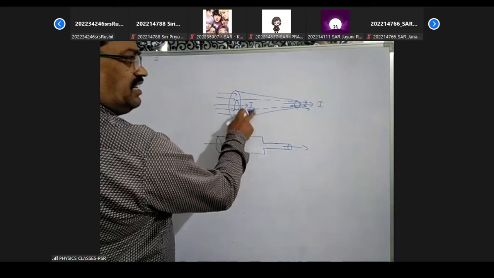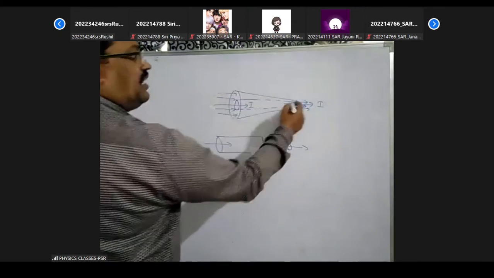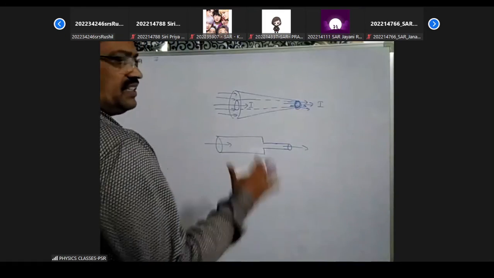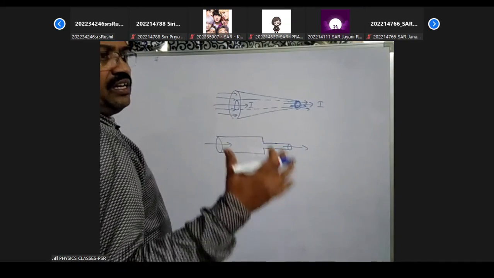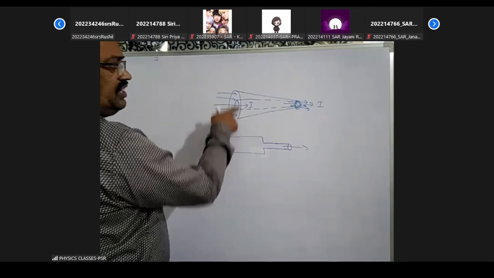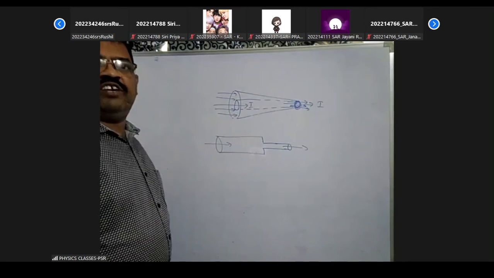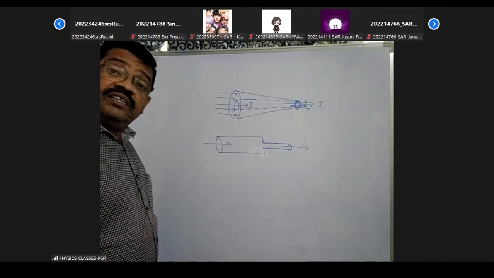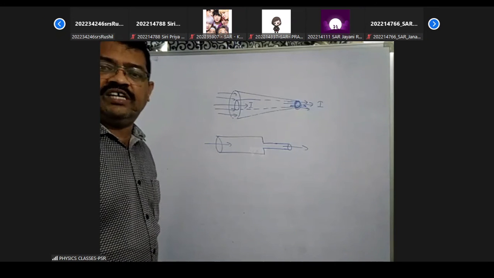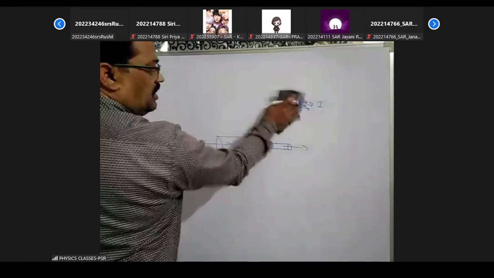Like that, here also current enters throughout this cross section, and the same current comes out through this small area of cross section itself. That's why there is a need of defining current passing per unit area. Here the area is more, there the area is less, but the same current is coming out. That's why we define another physical quantity, that is current density. It is denoted by the symbol J. It is a vector quantity. It has a direction.